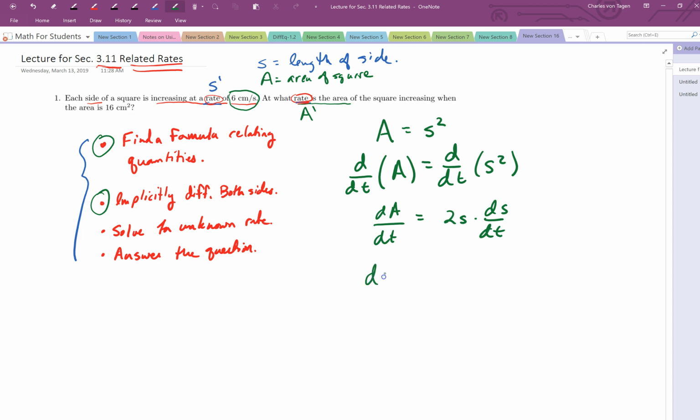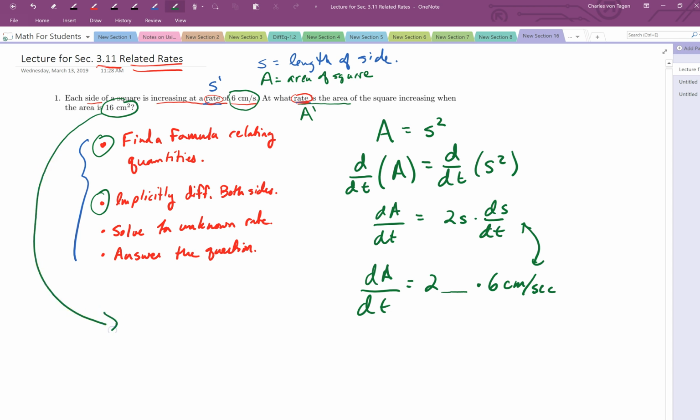So let's plug in what we already know into this equation. I don't know what the current length of the side of the square is, but I do know that ds dt is unchanging, and it is 6 centimeters per second. That is our ds dt. It's the rate at which the side of the square is changing. Well, what we don't know is what the actual side of the square length is at this point in time. We don't know what point in time we're talking about. Well, here we're told, though, that the area of the square is 16.